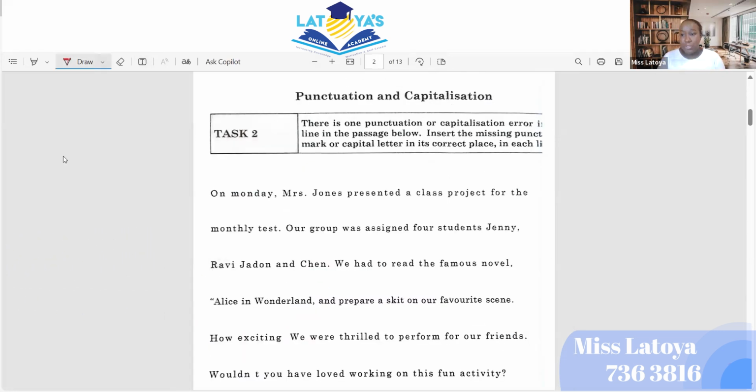Task 2 is punctuation and capitalization. There is one punctuation or capitalization error in each line in the passage below. Insert the missing punctuation mark or capital letter in its correct place in each line. Again, we are given a paragraph. So we are going to read the paragraph and then identify our errors.